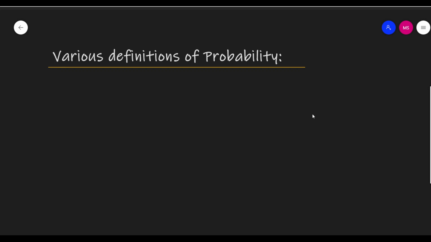Now I am explaining one of the important concepts in probability, that is, the various definitions of probability. This is one of the most important questions in your examinations.